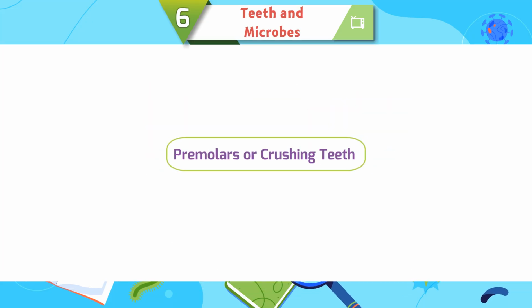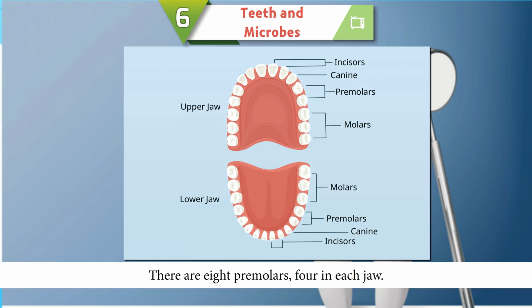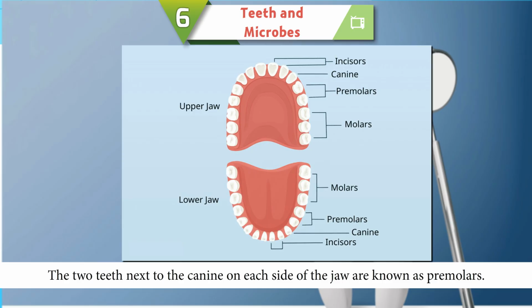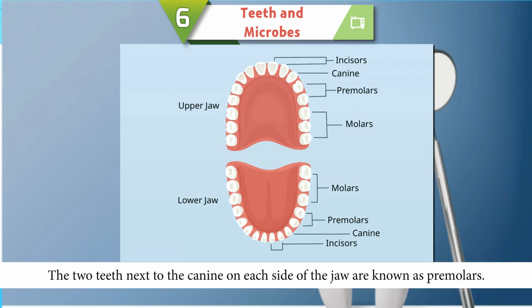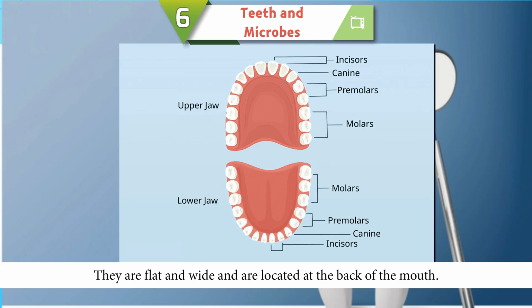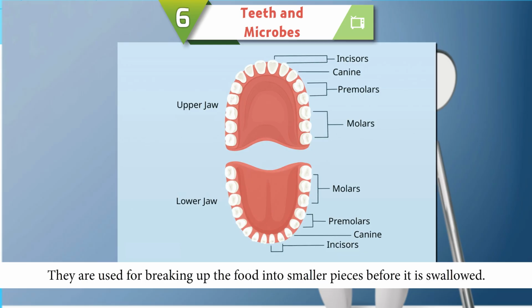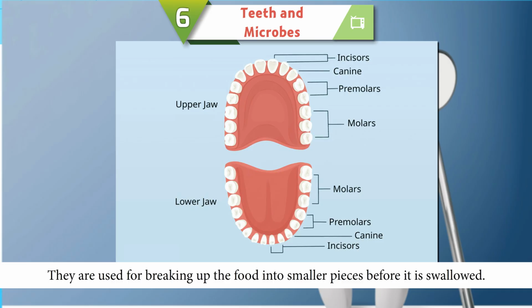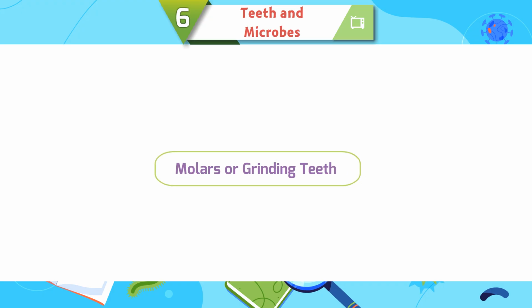Premolars or crushing teeth. There are 8 premolars, 4 in each jaw. The 2 teeth next to the canine on each side of the jaw are known as premolars. They are flat and wide and are located at the back of the mouth. They are used for breaking up the food into smaller pieces before it is swallowed.